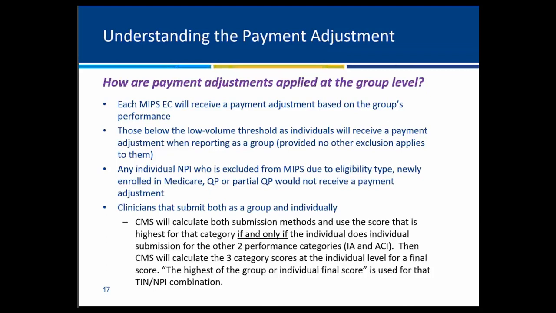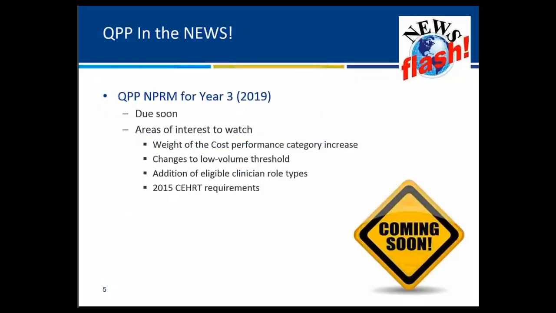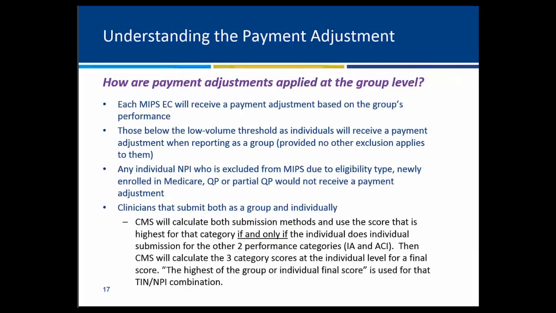Hopefully that makes sense. Now, any individual NPI who is excluded from MIPS due to either maybe their eligibility type, or they're newly enrolled in Medicare, or they're a QP or a partial QP, will not receive a payment adjustment, even if they're in your group, okay? So they won't receive their payment adjustment.